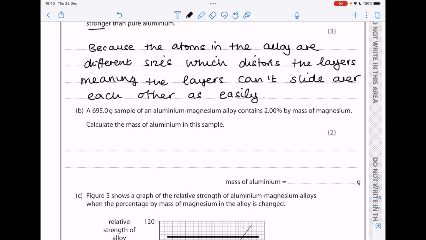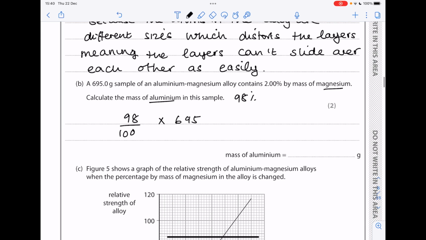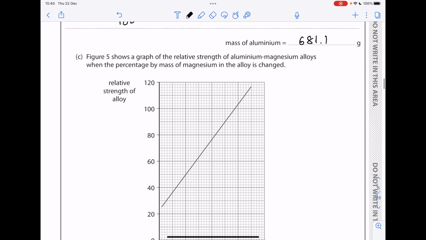A 695-gram sample of an aluminium-magnesium alloy contains 2% by mass of magnesium. Calculate the mass of aluminium in this sample. Be very careful. It gives you a number relating to magnesium but asks you about aluminium. It's 98% aluminium. So we're going to do 98% of 695 to get a value of 681.1 gram.